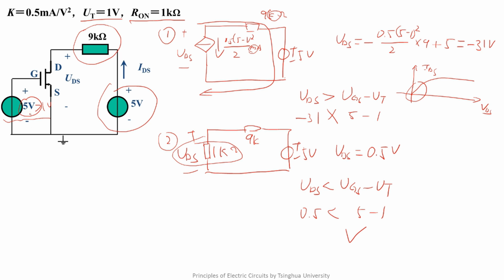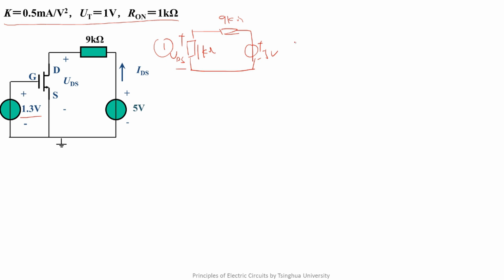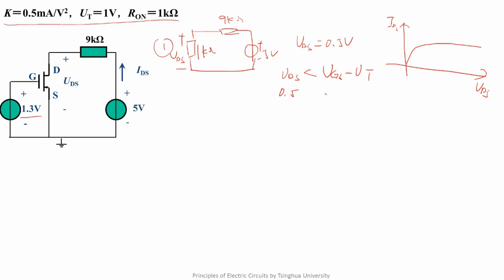Next, let's look at the case when UGS changed. All other parameters remain the same. What happens when UGS is changed to 1.3 volts? First, we assume that it is a resistor. The same as the previous calculations, UDS equals 0.5 volts. Only when UDS is relatively small, it is a resistor. So it needs to be that UDS is smaller than UGS minus UT. Here it is 0.5. It is 1.3 minus 1 equals 0.3. So our assumption is false.